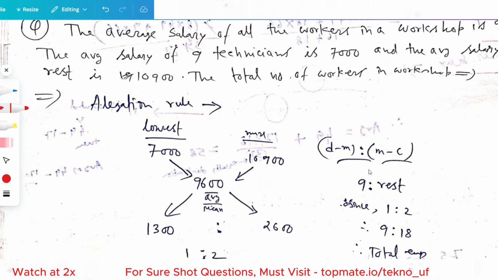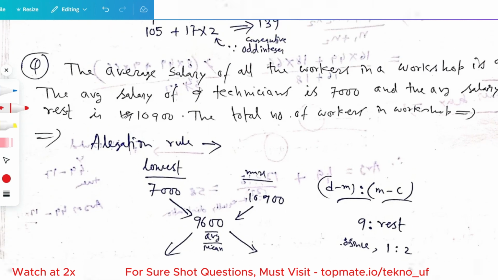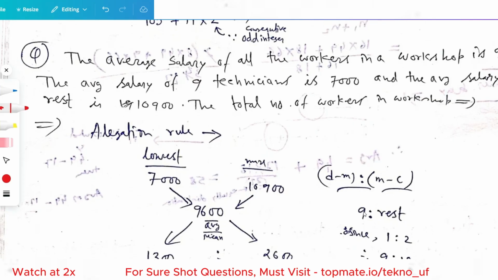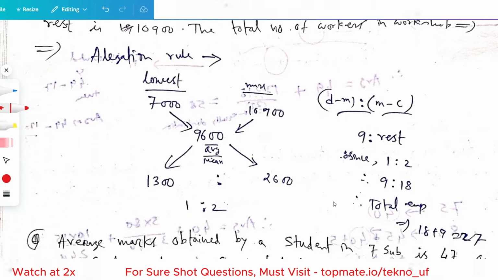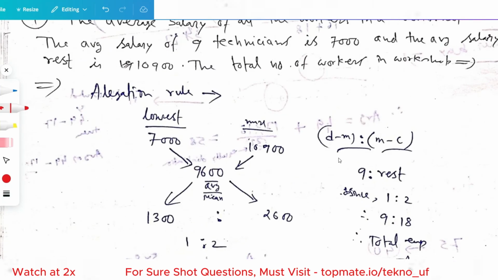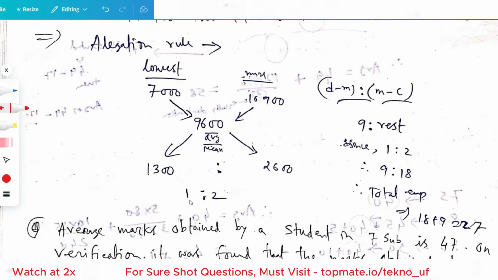So if d minus m is equal to 9, so total 9 technicians we have already got, right? So the rest of the employees are m minus c. So if it is 9 and we have already got that 1:2 ratio, the rest of the employees should be 9 into 2, so that is 18, right? So 18 plus 9 will be the total number of employees, so that becomes 27, okay. So I hope you understood. So let me go to the next problem.